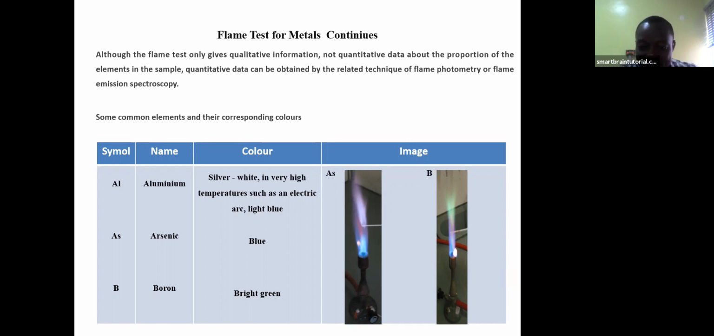Here we have in this picture showing tests for arsenic. Here is a platinum wire. The sample is inside here. This is the color exposed for arsenic. It gives blue. It gradually changes into full blue color. Then here also is for boron. This is a platinum wire. The sample is at the tip of the wire, and then you can see the color that was displayed. It's a bright green.